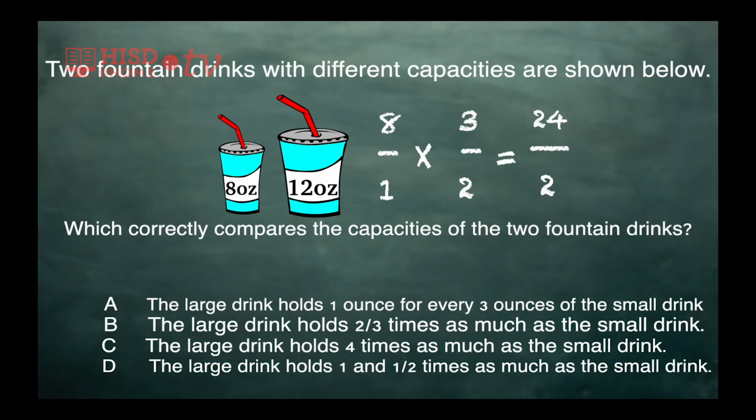D says the large drink holds 1.5 times as much as the small drink. So I look at the small drink and I see 8 over 1 times 3 over 2. Now 3 over 2 is how I make 1.5 into an improper fraction. So 1.5 is equivalent to 3 over 2. And I multiply 8 over 1 times 3 over 2, and I get 24 over 2, giving me the answer of 12. So yes, D is the correct answer.